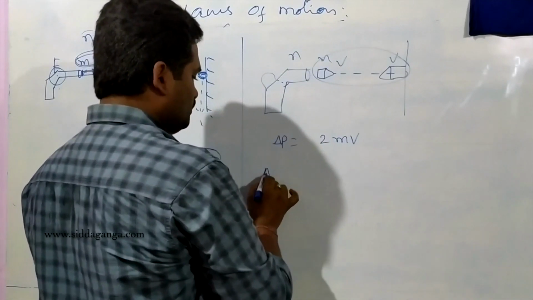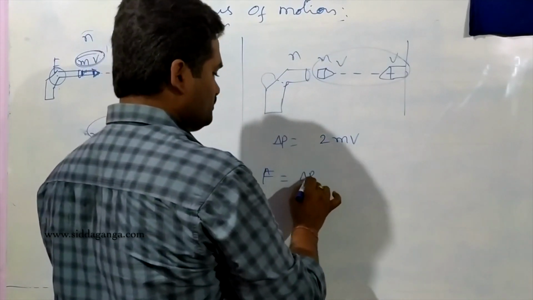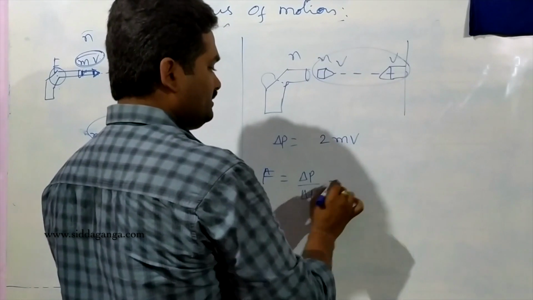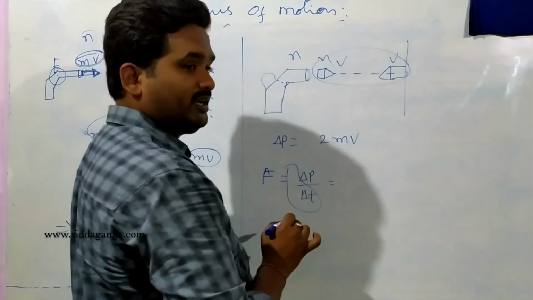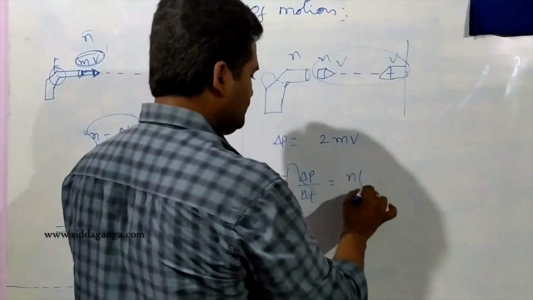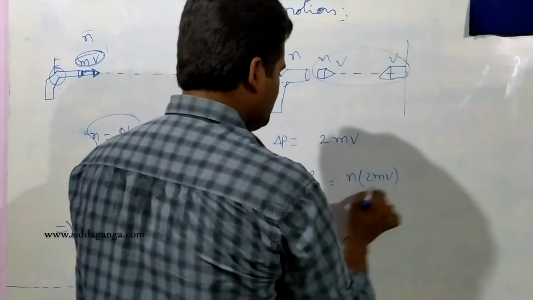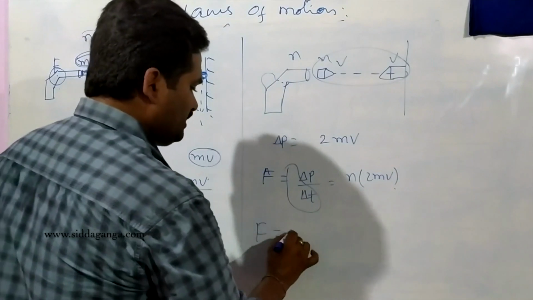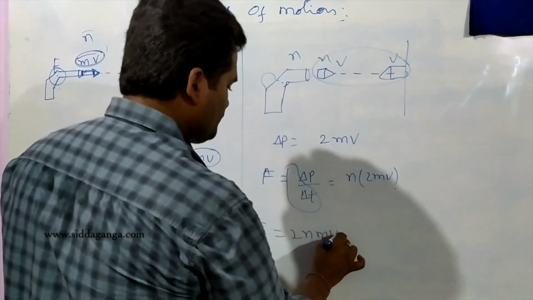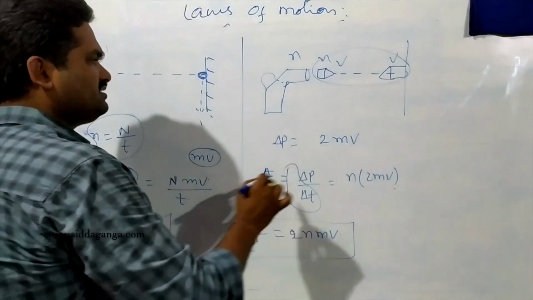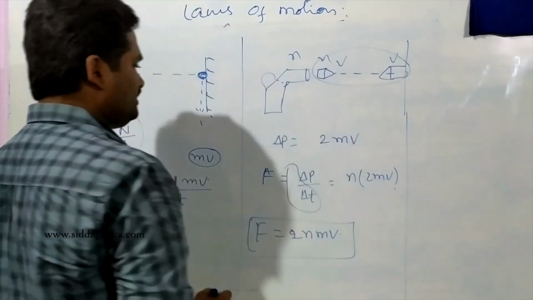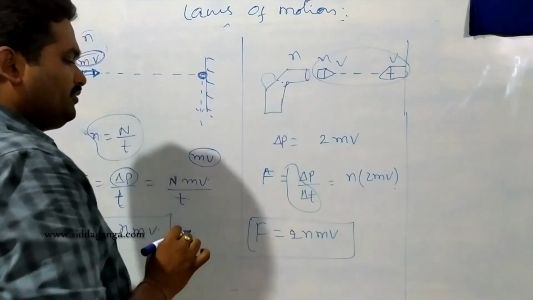That's why the force you need to apply will be F equals delta P by delta T. And for delta T, you know how many bullets are emitting per second, we are aware. n into the change in momentum is what? 2mv. That's why the force you need to apply to hold the gun will be equals to what? 2 times nmv. More force you need to apply to hold the gun.